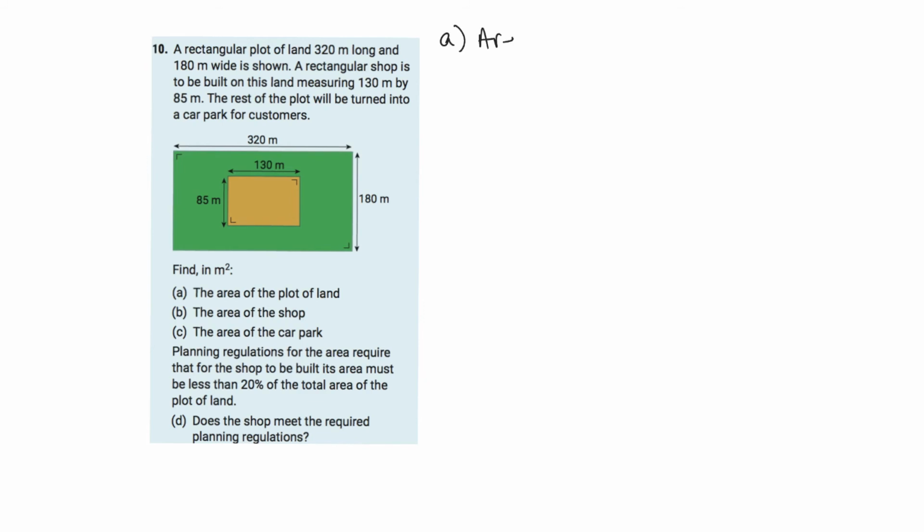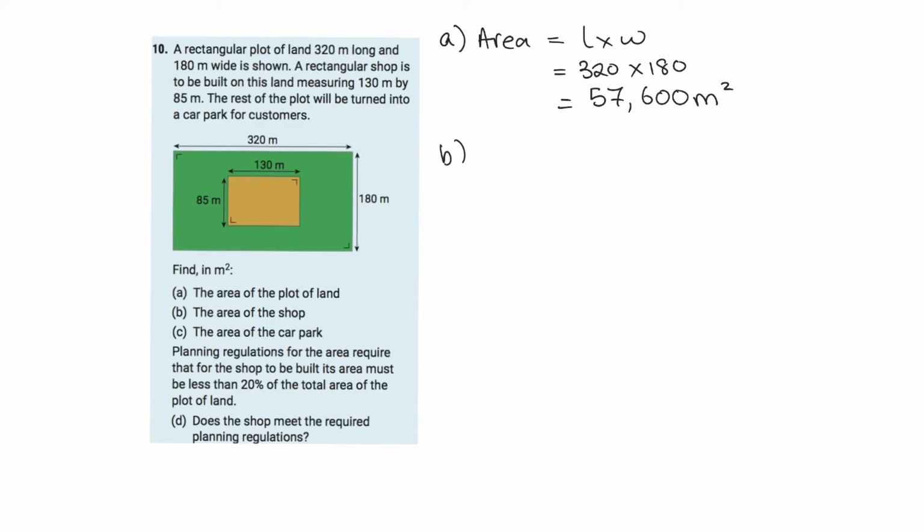Area, always write down your formula first. Area is length by width. So the length and width of this plot is 320 multiplied by 180. And now I need to get my calculator out for this one because these are big numbers. But don't be afraid of big numbers because the method is exactly the same and you always have your calculator to help you. So 57,600, and of course my unit is metres squared. That's the area.